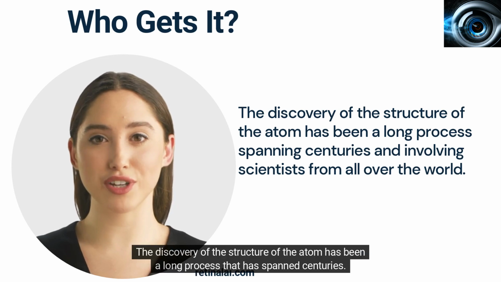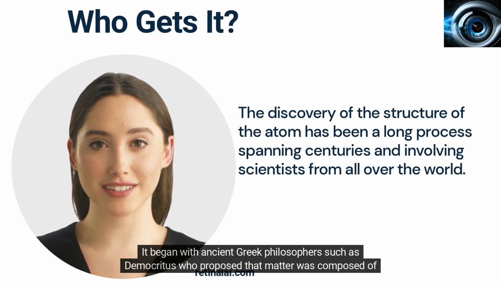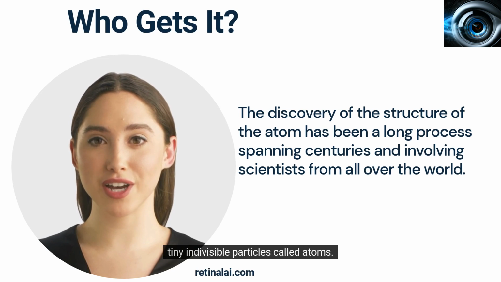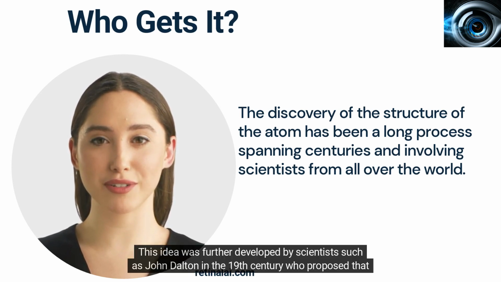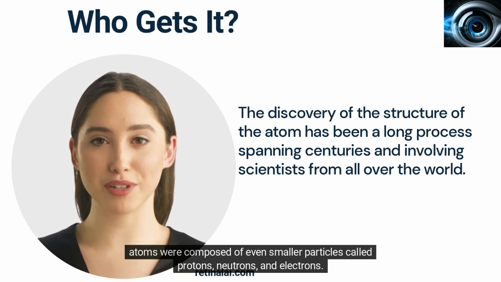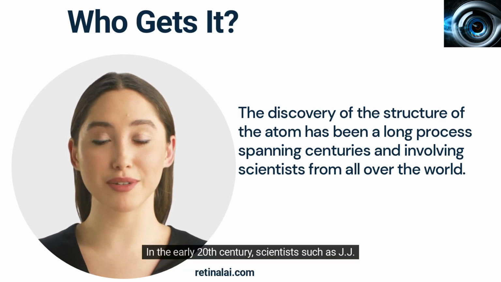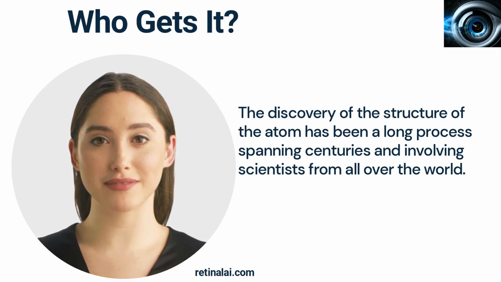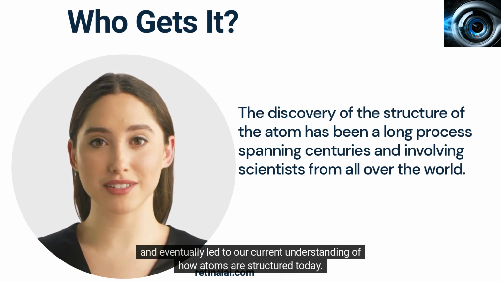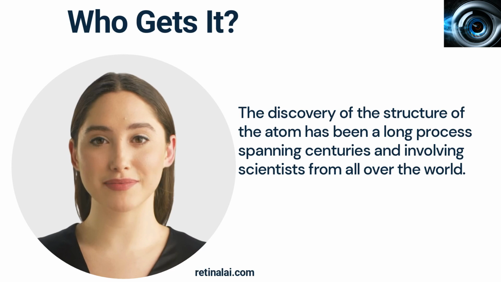The discovery of the structure of the atom has been a long process that has spanned centuries. It began with ancient Greek philosophers such as Democritus, who proposed that matter was composed of tiny indivisible particles called atoms. This idea was further developed by scientists such as John Dalton in the 19th century, who proposed that atoms were composed of even smaller particles called protons, neutrons, and electrons. In the early 20th century, scientists such as J.J. Thomson and Ernest Rutherford used experiments to further refine our understanding of atomic structure and eventually led to our current understanding of how atoms are structured today.